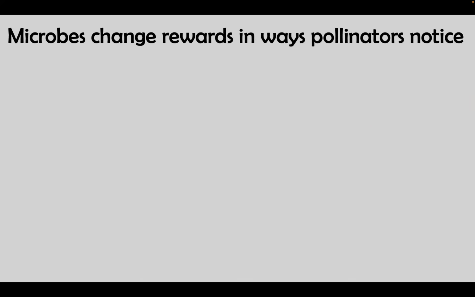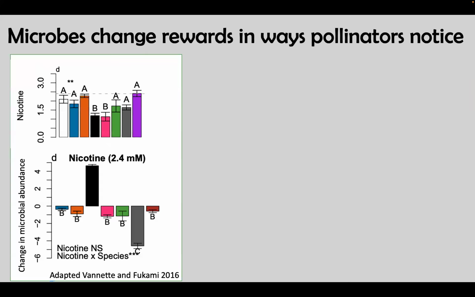They also change rewards in crazy ways. These are data from Rachel also showing that not only do they grow pretty well in the presence of some of those toxic metabolites, but they also get rid of them. There's a bunch of microbes here in different colors. This is the concentration of nicotine in a nectar solution with those microbes grown in it. And you can see a couple of these microbes significantly decrease the concentration of nicotine. And one of those microbes, and this is the change in microbial abundance growing in that nicotine treatment, does pretty well. So it seems like not only is it getting rid of the nicotine, but it's using it.